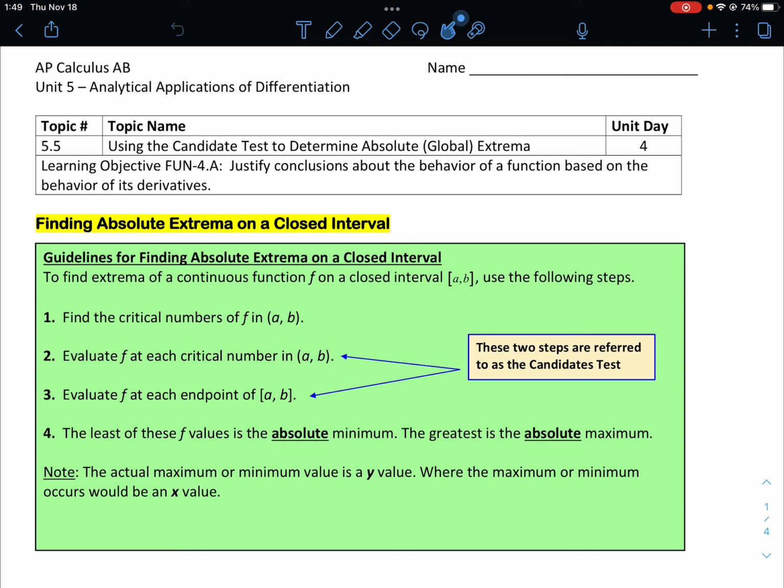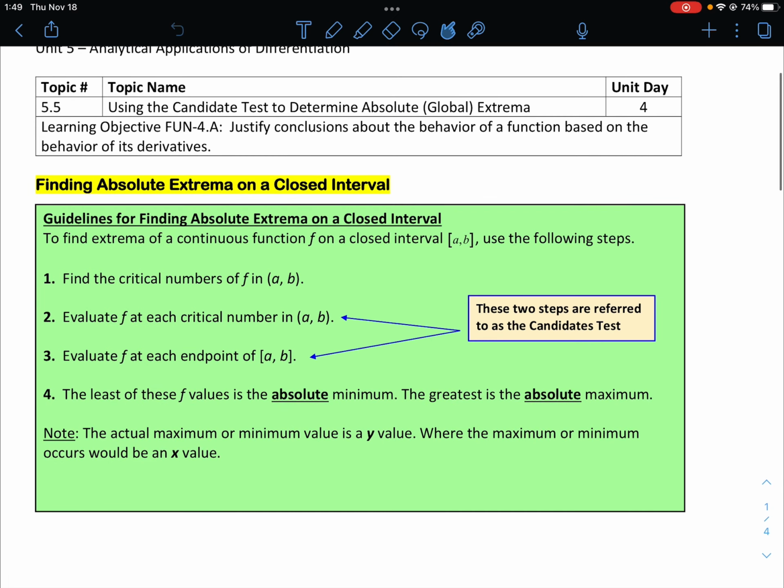All right, but the key here, as we talked about before when we talked about extrema itself, is that the function must be continuous on the closed interval. Okay, if it's not, then we cannot use the candidates test. Okay?